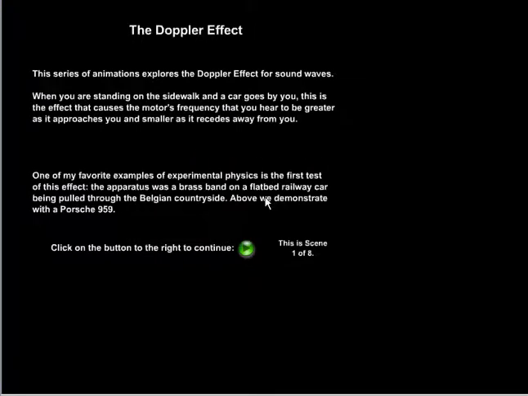Here we take a look at the Doppler effect. A car is going to be moving across the screen, putting out a sound, and imagine yourself being right here where the cursor pointer is, listening to the sound the car makes. As the car approaches you, you hear a higher frequency pitch, and as the car goes away from you, the pitch is lower, or a lower frequency.